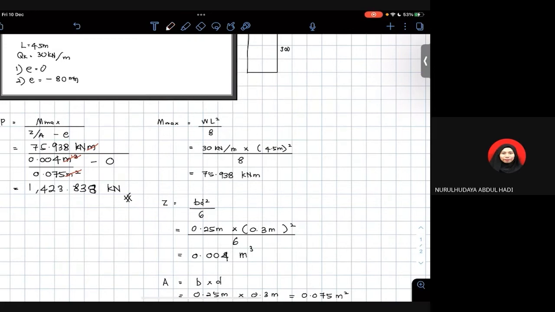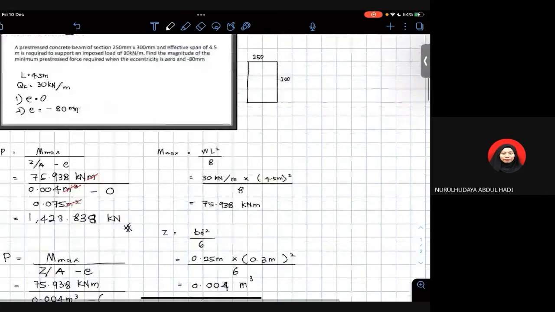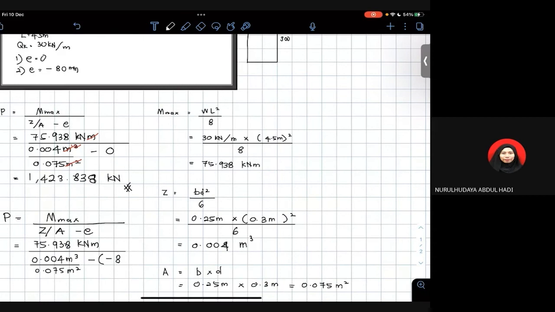And we need to do number 2. The other values are the same. The difference is the eccentricity itself. So we just change that part only. When the eccentricity is negative 80 mm, it means that the tendon, or the pre-stress bar, is placed 80 mm below the centroid. That's why it is negative. So don't remove the negative, but we need to convert it into meter. Negative 80 mm becomes negative 0.08.